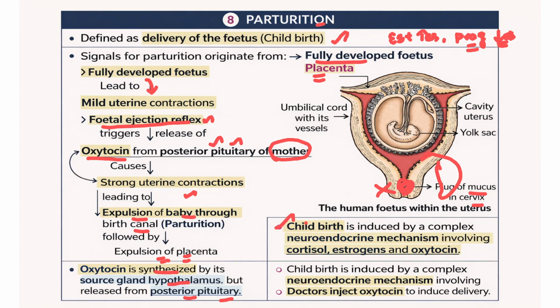This point is very important. You will have this in the summary. What are the three hormones involved in parturition? Cortisol, estrogen and oxytocin. These are the three hormones involved in childbirth, and it is a neuroendocrine mechanism. It means both nervous system and endocrine system hormones work together.